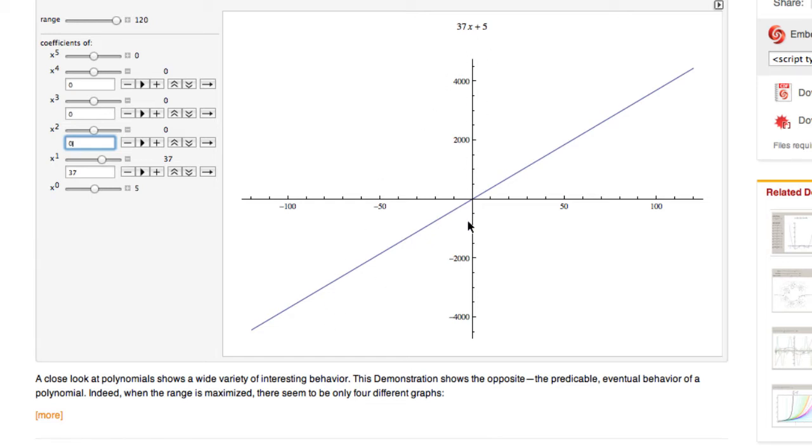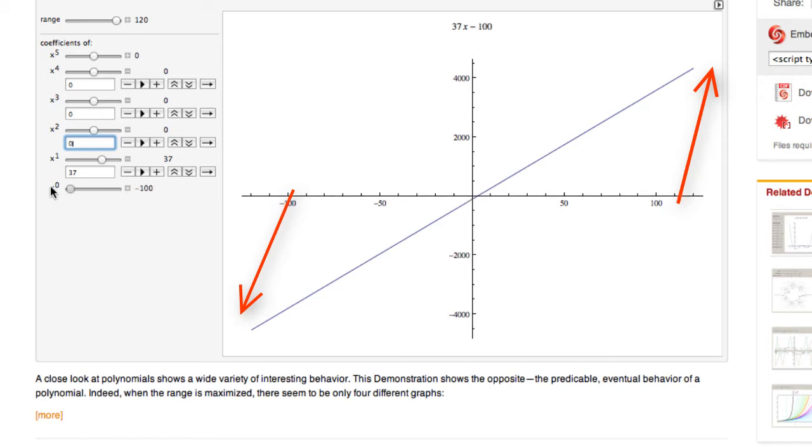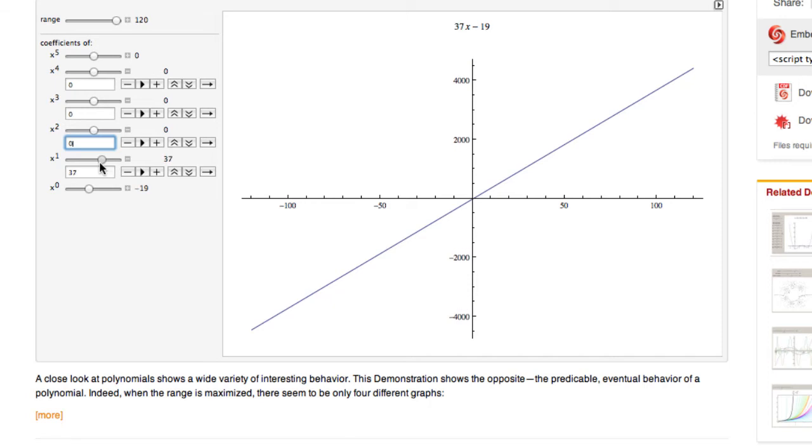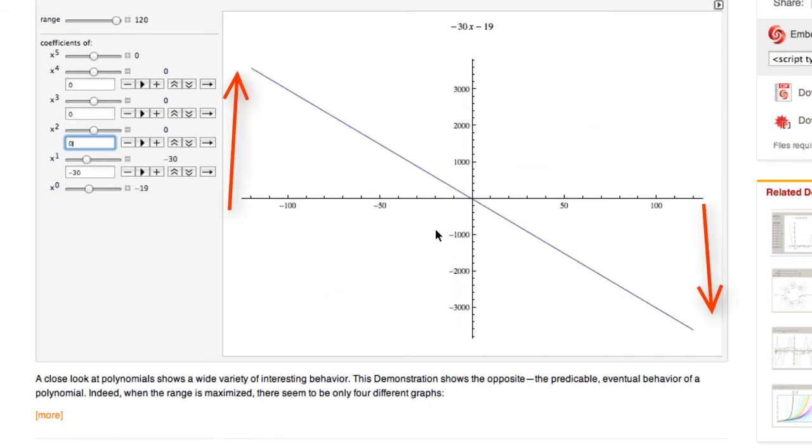With an odd leading power and a positive coefficient, notice that this end is going towards negative infinity, and as you go to the right, it's going to positive infinity. So again, if I change the constant, does it change the end behavior? No. You still have negative infinity as you go towards negative x values, and positive infinity as you go to positive x values. Now again, what happens if I change the leading coefficient from positive to negative? Notice it reflects it over. This was going to negative infinity, now it's going to positive.